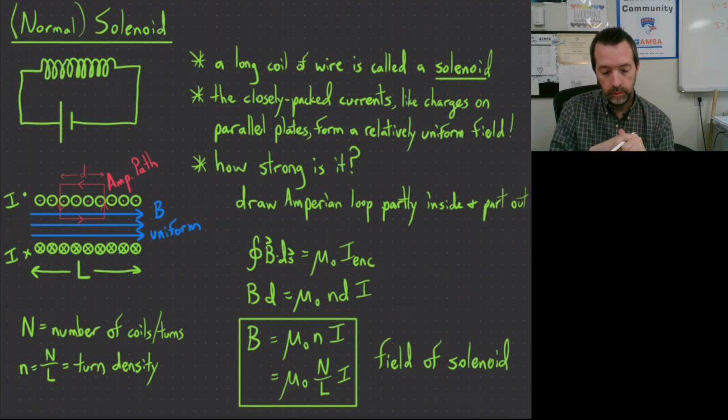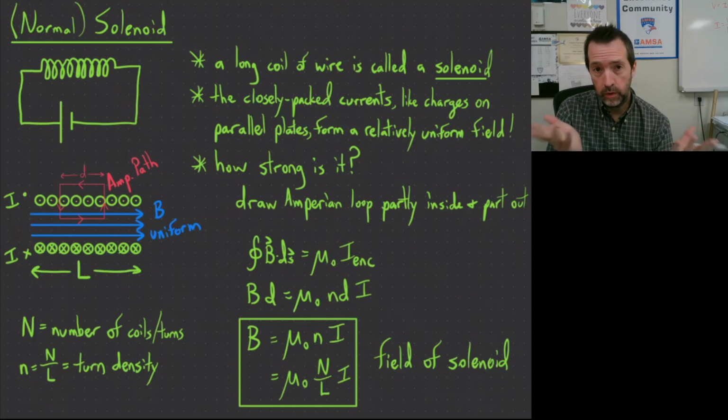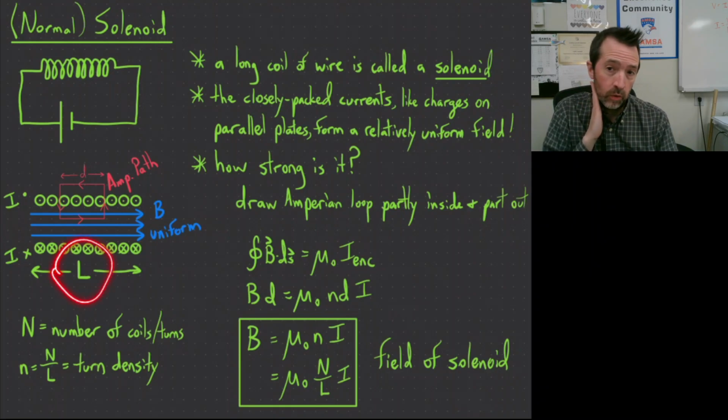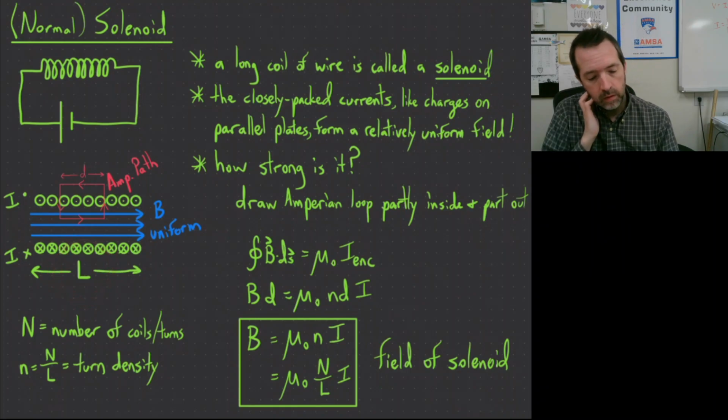So that's how you make a uniform field, with electricity, at least. I'm going to introduce a few variables here, so you can see that I've labeled the length of my solenoid with a big L. Again, ideally it would be infinitely long, but for a non-infinite solenoid, we have a length L.